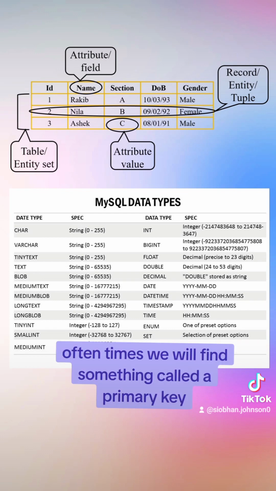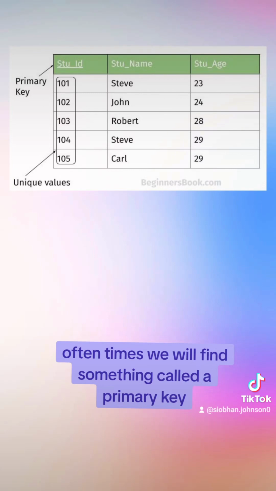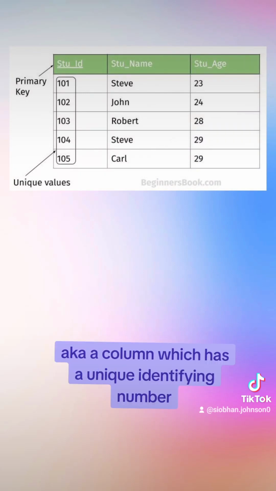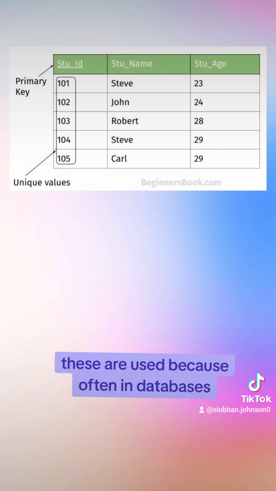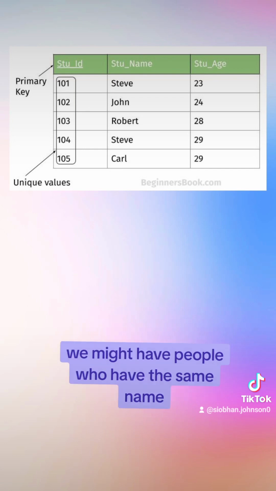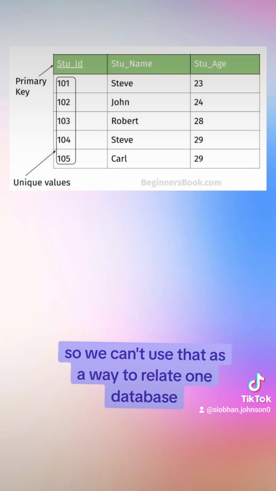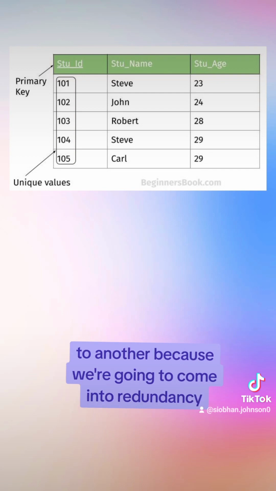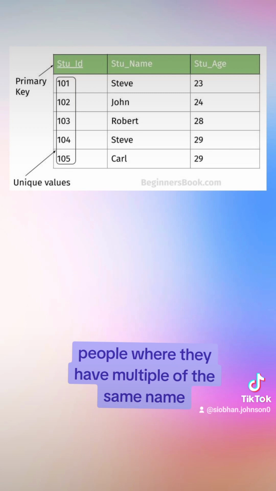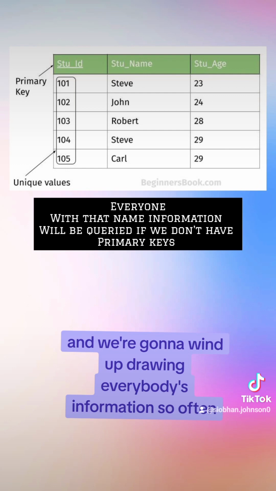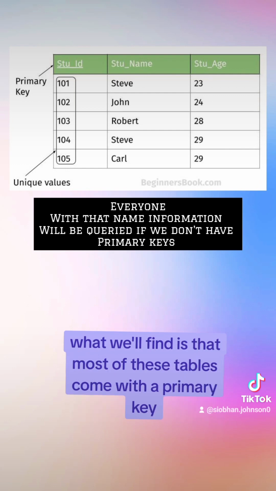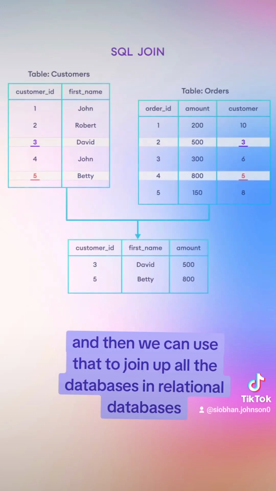Oftentimes we will find something called a primary key, and this is often a field, aka a column, which has a unique identifying number. These are used because often in databases we might have people who have the same name, so we can't use that as a way to relate one table to another, because we're going to come into redundancy, with people who have multiple of the same name, and we're going to wind up drawing everybody's information. So most of these tables come with a primary key, and then we can use that to join up all the tables in relational databases.